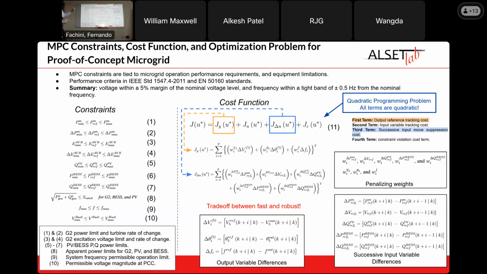But once we have the constraints, the next step would be to define the cost function. The cost function that I selected is a quadratic cost function, a quadratic problem, where all the terms are quadratic. The cost function actually has 4 terms, but the 2 that are the major defining terms for the optimization task are the first term and the third, which are related to the output reference tracking cost and the successive input move suppression cost. And they have weights that are attached to the variables that I'm controlling through the cost function. It's a trade-off between a fast and a robust system. Ideally, in my systems I've always chosen a robust application, so I tune the weights so that I'm penalizing big increments in input and output. This way I can guarantee that I have a robust control configuration.